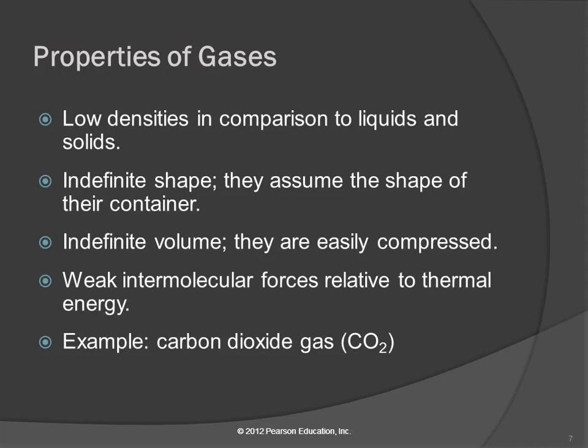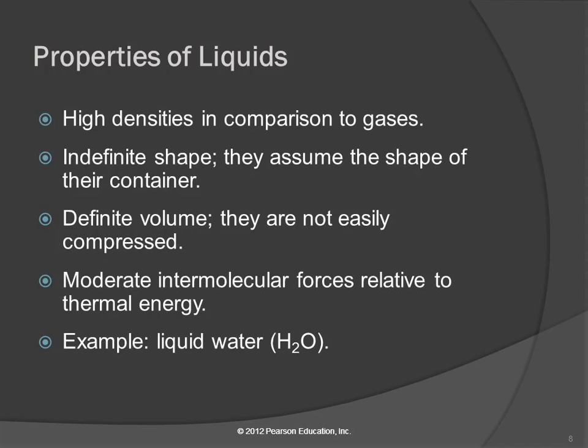We learned probably more than you wanted to about gases. But gases have low densities because of all the empty space. Remember, density is mass over unit of volume. So if it takes up a much larger volume, then the density is less. They have an indefinite shape. They're going to take on the shape of their container. They're going to take on the volume of their container, and you can compress them. And this is because they have very weak intermolecular forces relative to their thermal energy. Carbon dioxide is an example of a gas.